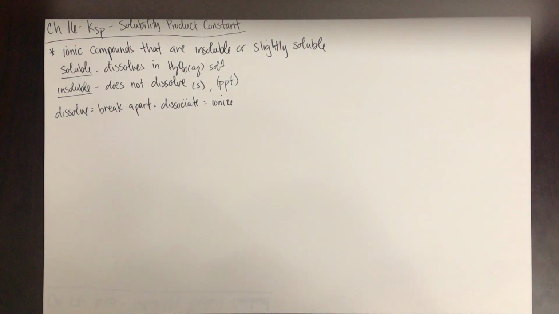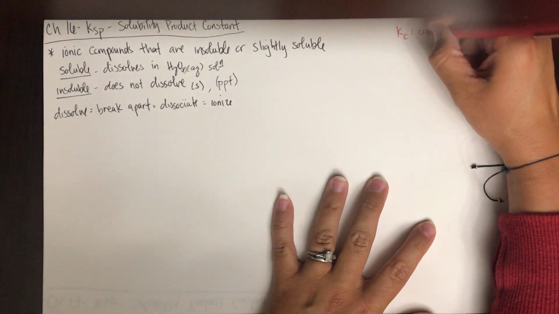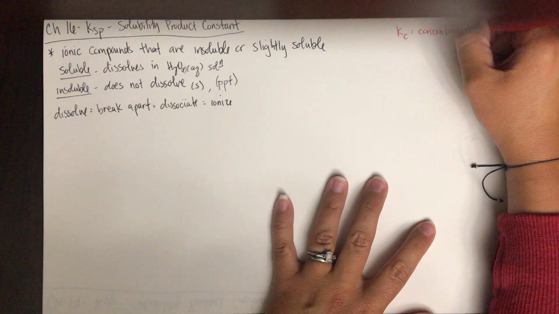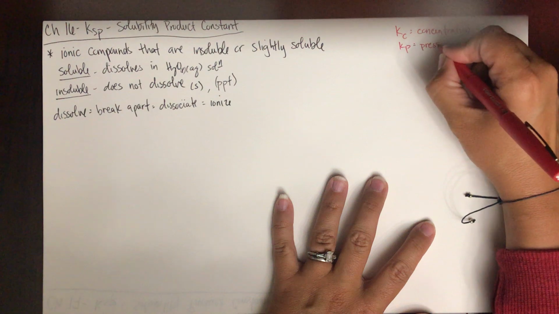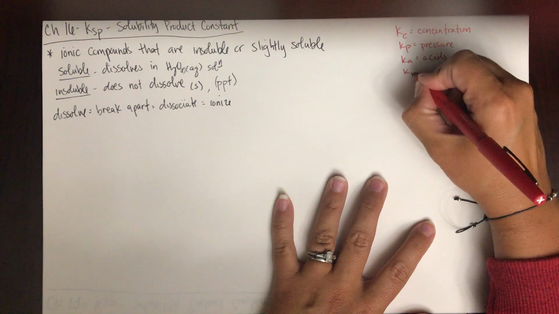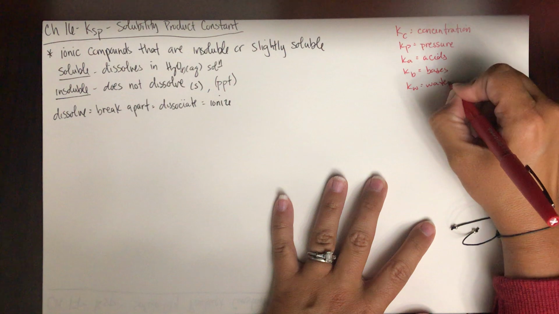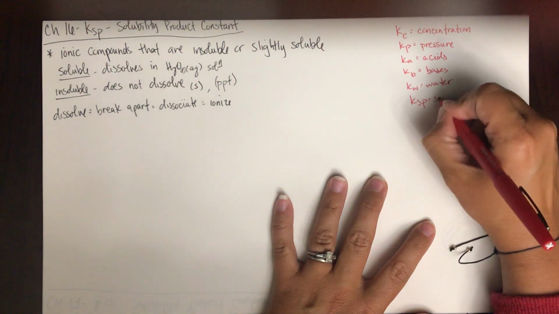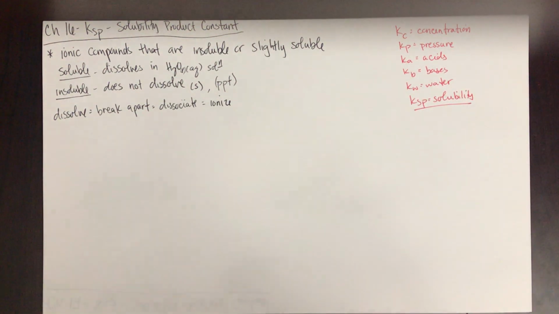So we have quite a list of equilibria constants that we've talked about. There was the Kc, and that C was concentration. We've had the Kp, the equilibrium constant with respect to pressure. Then we had the Ka, which was for acids, the Kb for bases, the Kw for water, and now we have the Ksp, which is for solubility. So we're talking about equilibria and solubility.